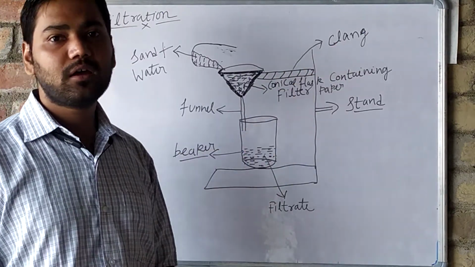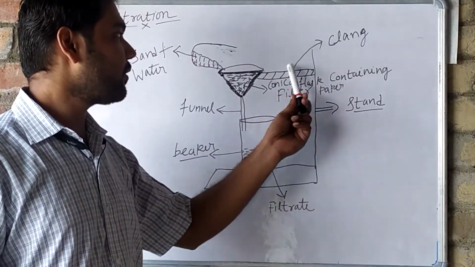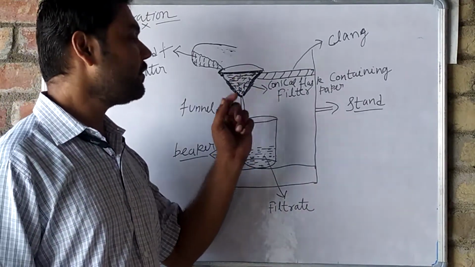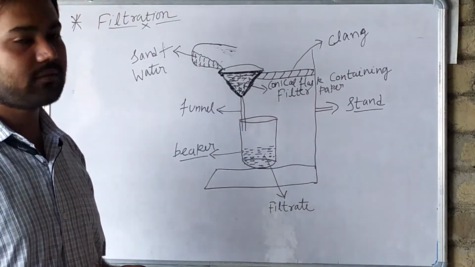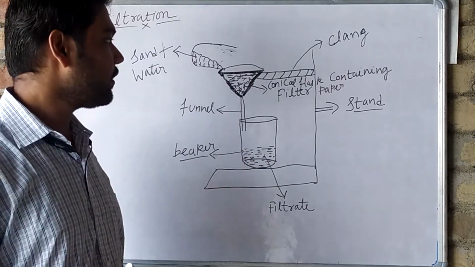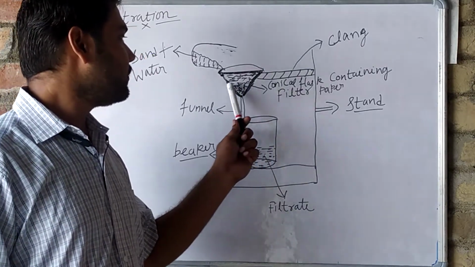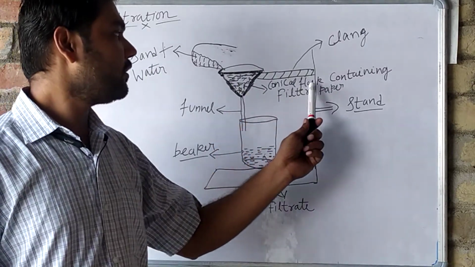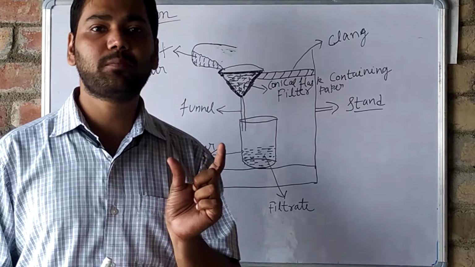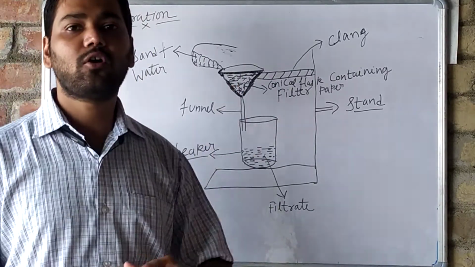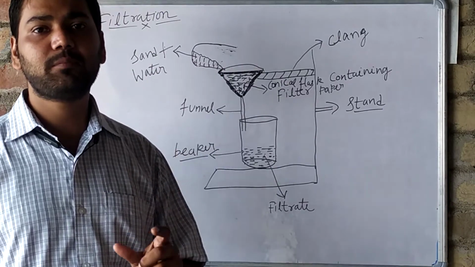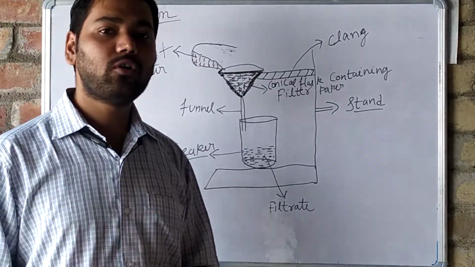That conical flask is attached to the stand by the help of a clamp. By the help of the clamp, it is adjusted so that it will remain here only. This conical flask contains filter paper. A conical-shaped filter paper is placed on this conical flask.